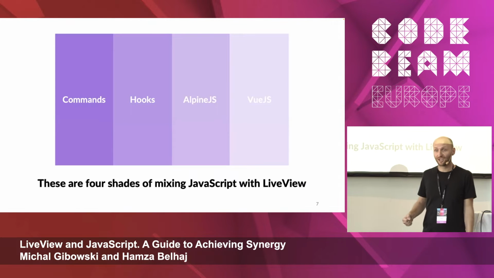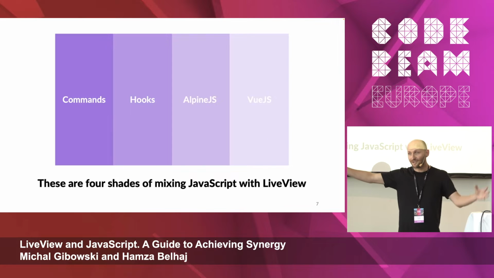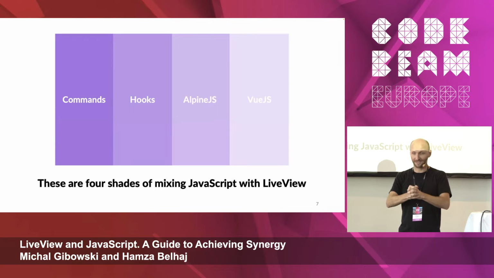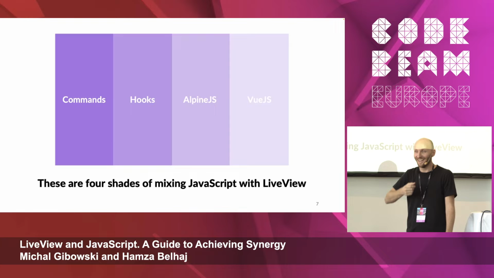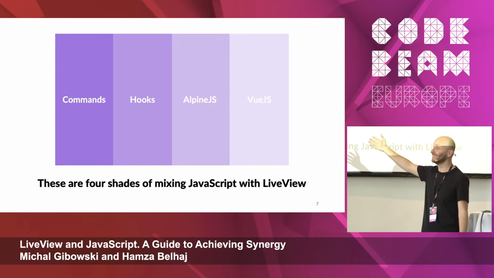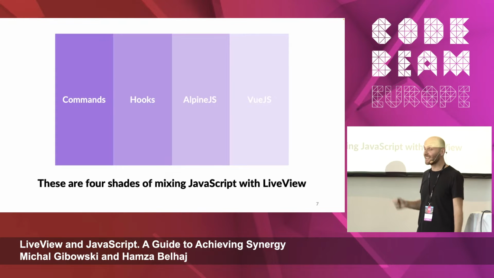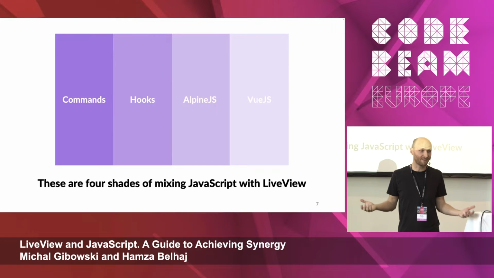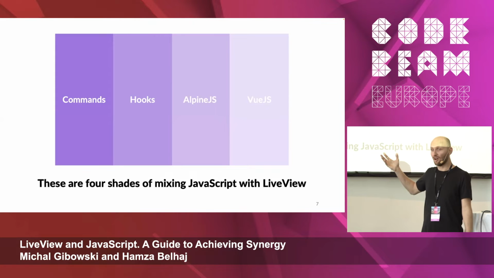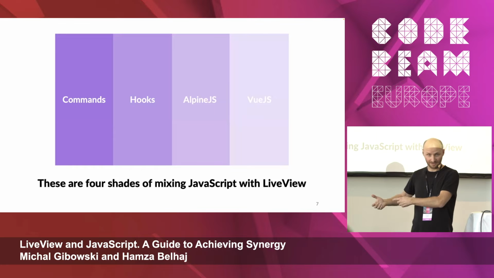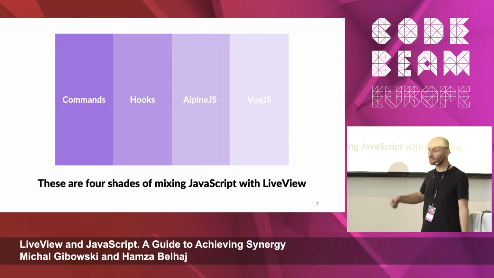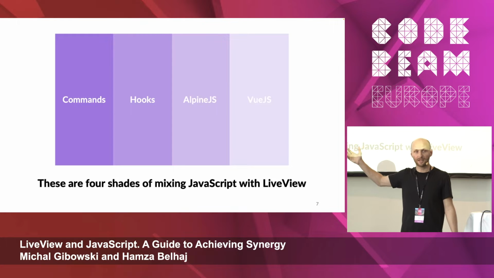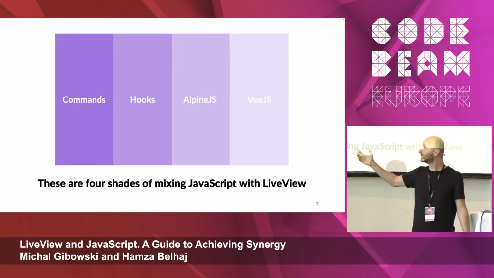So these are 4 shades of mixing Elixir and JavaScript in a single LiveView project. We'll start from commands. Maybe here it doesn't look very purple, but on our screens, this color is purple. You can trust us. And actually, this means, because purple is the color of Elixir, that commands, although executed in the browser, this is a JavaScript behavior, they're encoded with Elixir code.